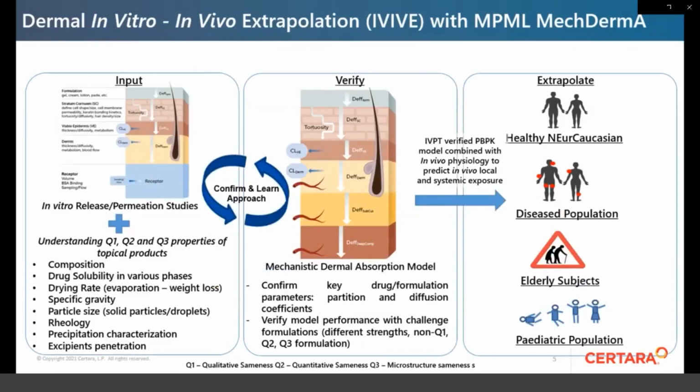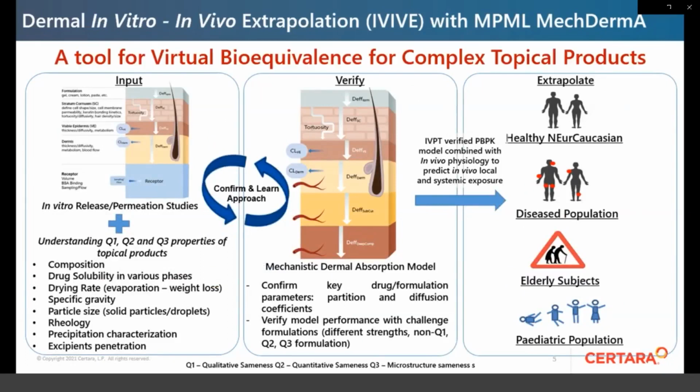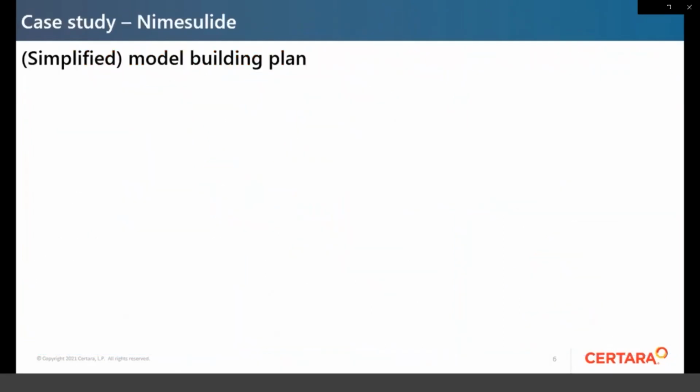Obviously, the combination of these two types of tools, namely IVPT and the ability to simulate the IVPT study, with the model which describes the whole complexity of the human skin and the human body, in combination with good quality data which describes the Q1, Q2, and Q3 properties of the topical products, allows you to build a tool for the virtual bioequivalence for complex topical products.